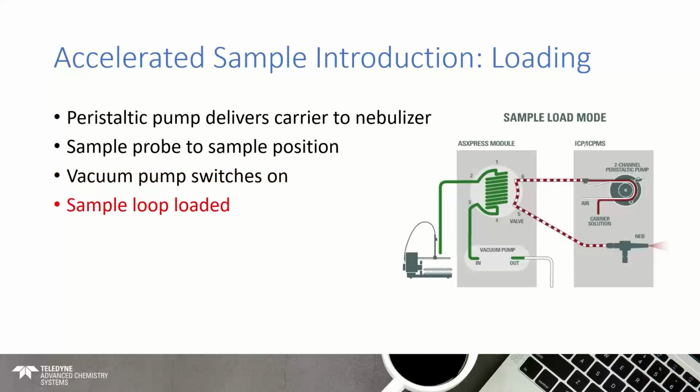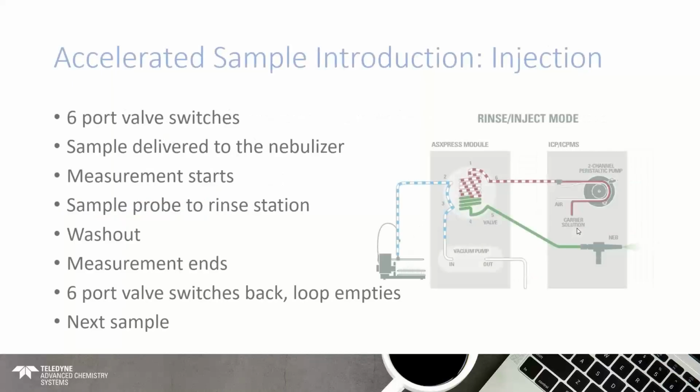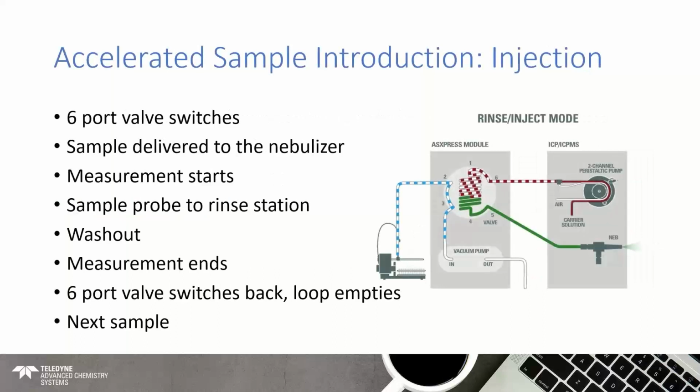So very quickly, we've taken the sample under the action of that vacuum pump, we've positioned it on that sample loop, and that sample loop is very close to the nebulizer. So we've reduced the amount of time that it takes going through all of that tubing beforehand, and we've got it close to the nebulizer. So the next stage, our injection stage.